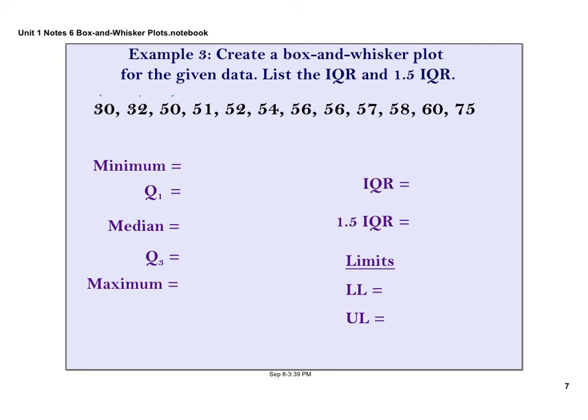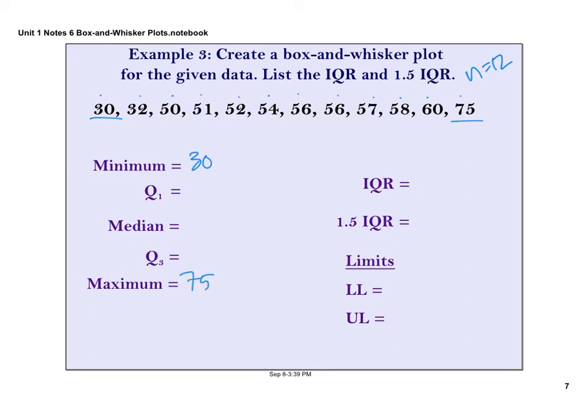So 1, 2, 3, 4, 5, 6, 7, 8, 9, 10, 11, 12. N is 12. I'm going to have a median that's between two values again. My data is in order, so I'm good to go there. I have 30 for a minimum. I have 75 for a maximum.